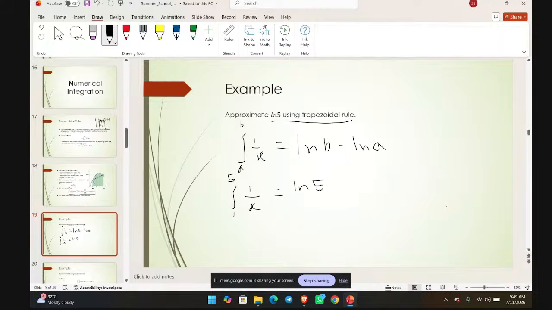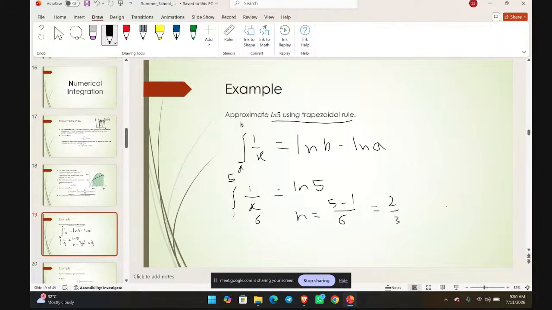So we can choose as many subintervals as you want. Here I am choosing 6 subintervals. If you choose some 10 or 20 subintervals, you will get an even more accurate result. So let us find out h, the length of each subinterval. 5 minus 1 by 6, because n is 6, which is equal to 2 by 3. So this is the length of each subinterval.